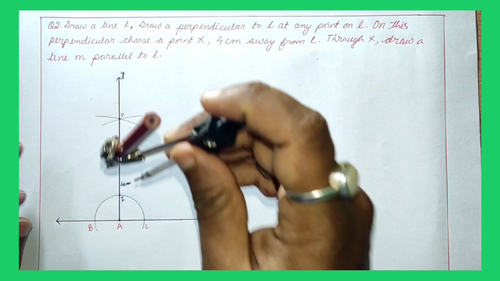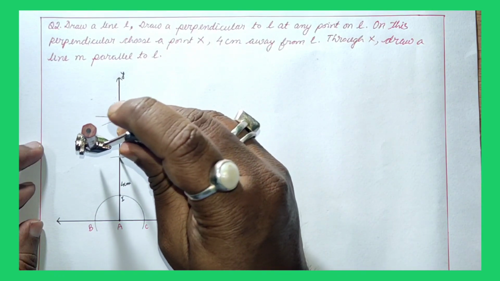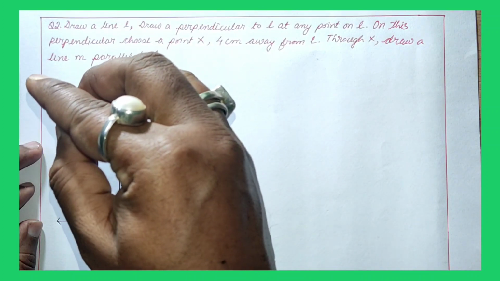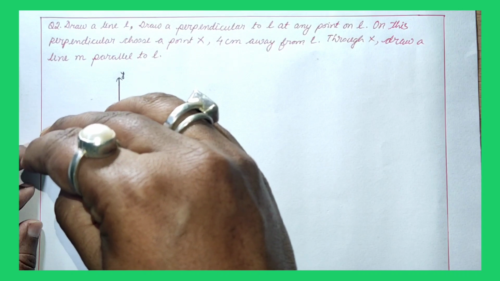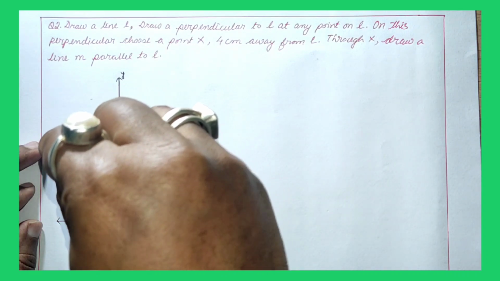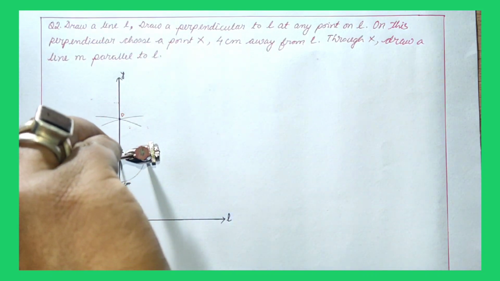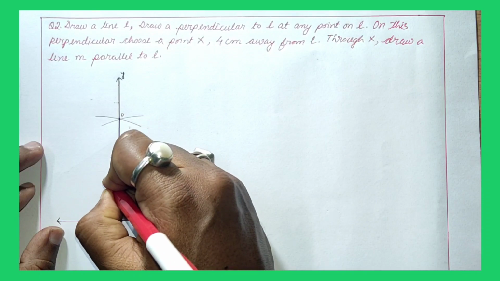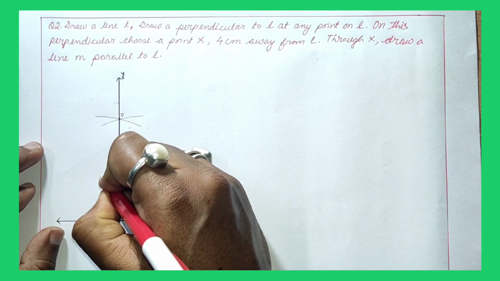So from the X point I will draw an arc same as radius AC. Suppose here I am drawing it. Okay, one arc is drawn, and suppose the name of this arc is GF.